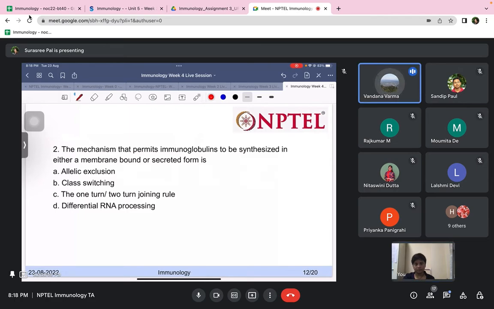D, differential RNA processing. Any other answers? Please all of you try to answer.